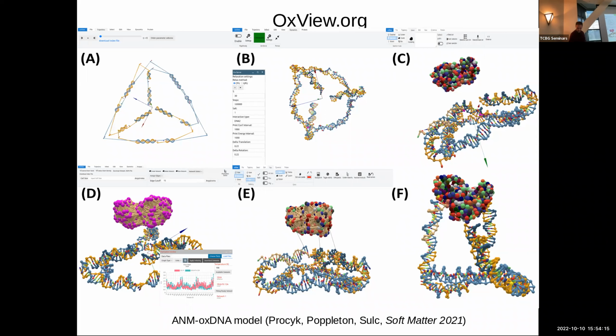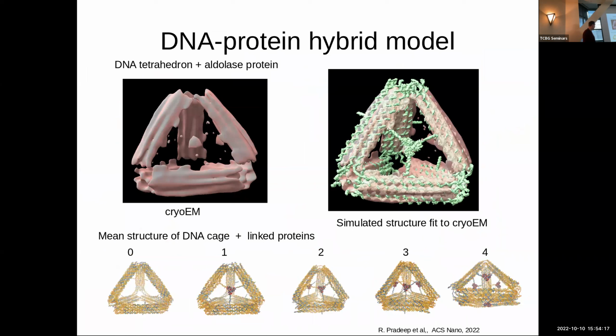This is another project where we tried to make a protein DNA hybrid and fit the cryo-EM profile with it. In this particular exercise, the simulations predicted that if you have 0, 1, 2, 3, or 4 proteins in the structure, it deforms slightly differently. We wanted to see whether, from the deformation in the cryo-EM image, you would be able to predict how many proteins were loaded in it.